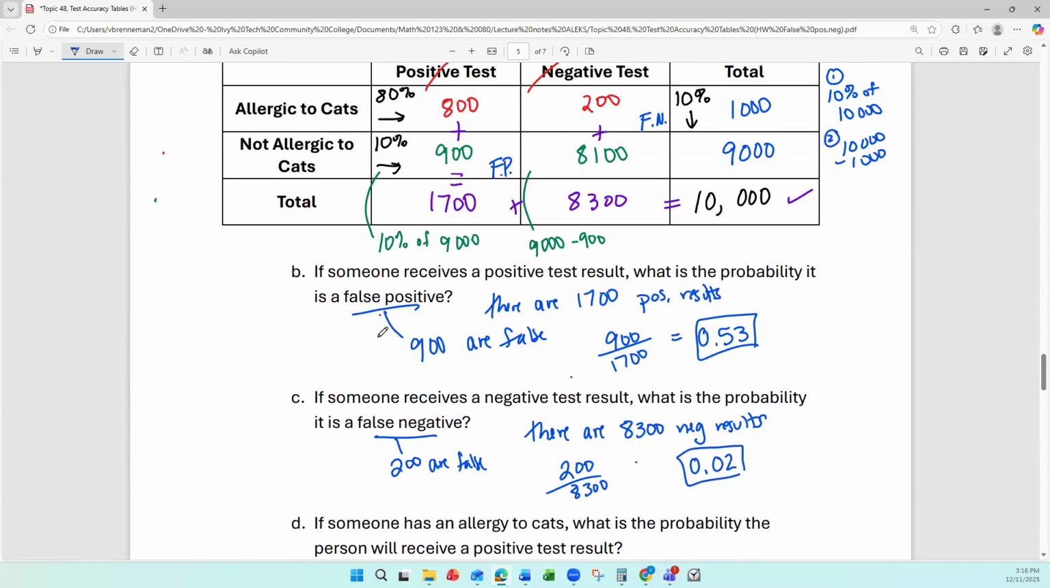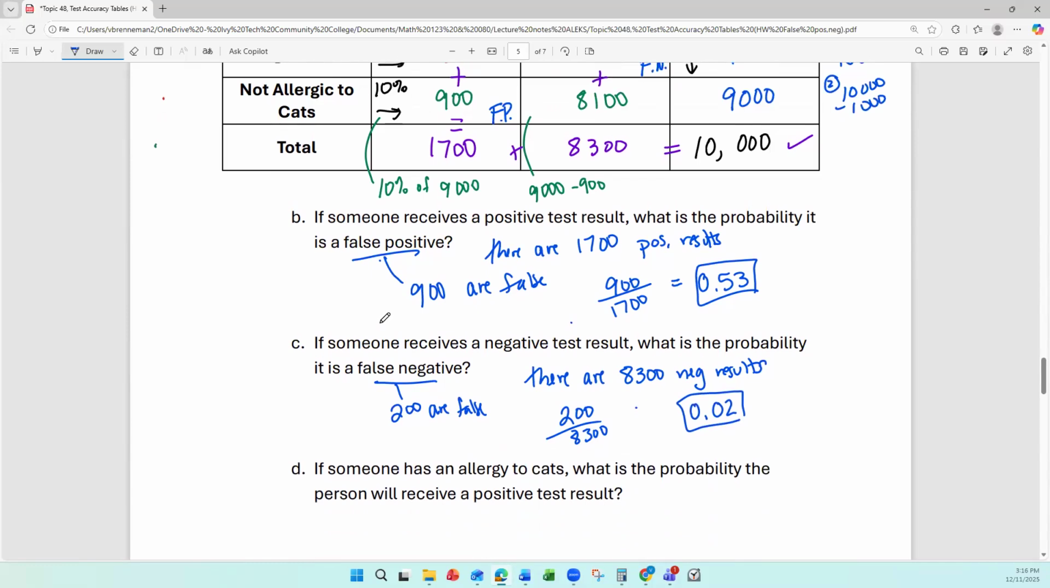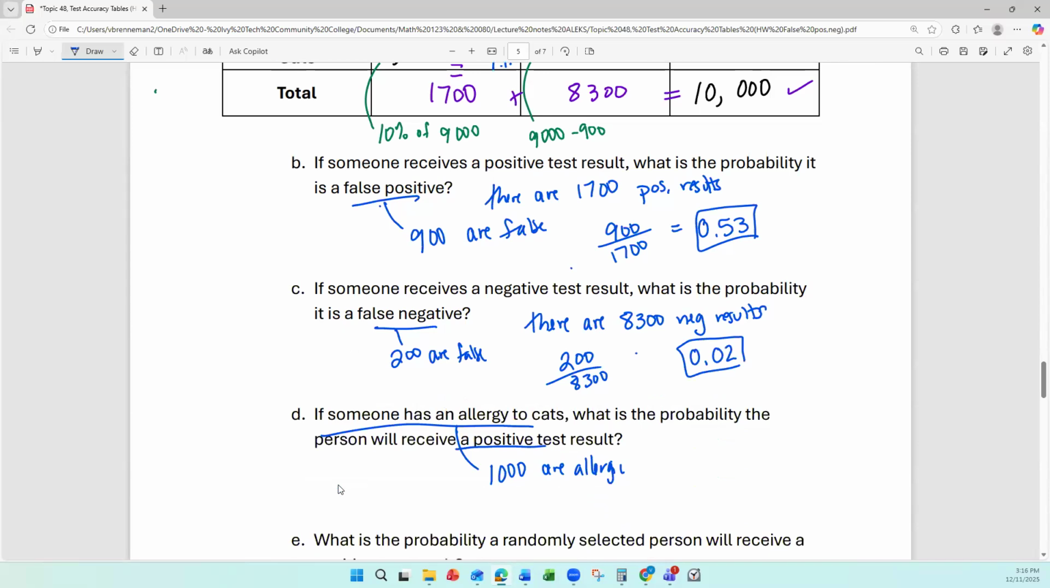All right, then we can still have other types of probability questions from this type of table. So if someone has an allergy to cats, so we're looking at the 1,000 that are allergic, what is the probability that person will receive a positive test result? So that was 800 of the 1,000 allergic people received a positive test result. 800 over 1,000 is 0.8.